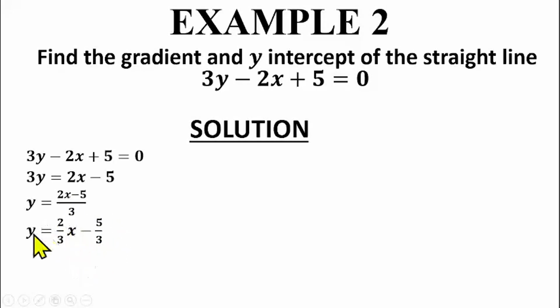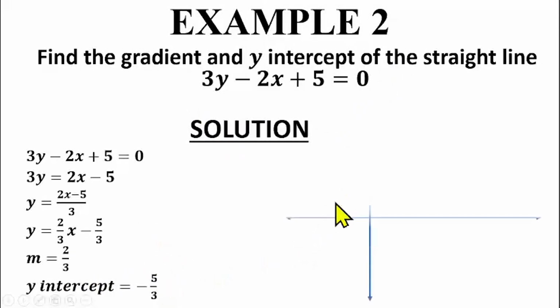Then you can now see that the equation we now get is like the general equation of a straight line, because we have y is equal to mx plus c. So we have already made y the subject of the formula. From here, we can get our gradient, which is the coefficient of x. So the gradient, which is m, is equal to 2 over 3. Then the y-intercept will be minus 5 over 3. So we have been able to find the gradient of this straight line to be 2 over 3, and the y-intercept is minus 5 over 3.